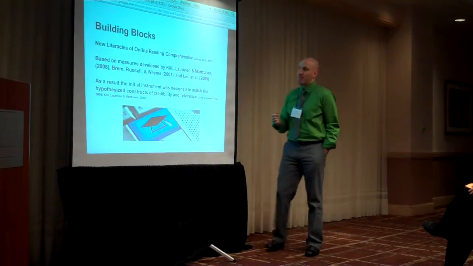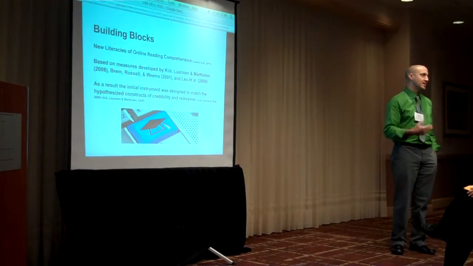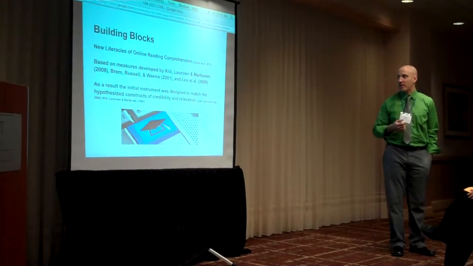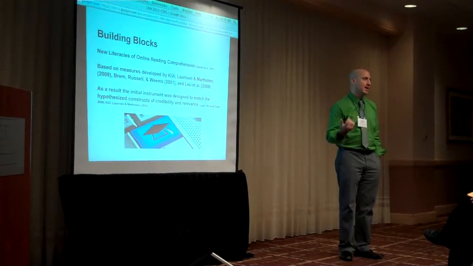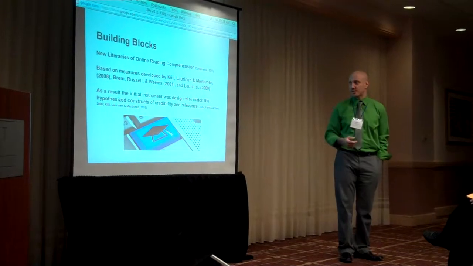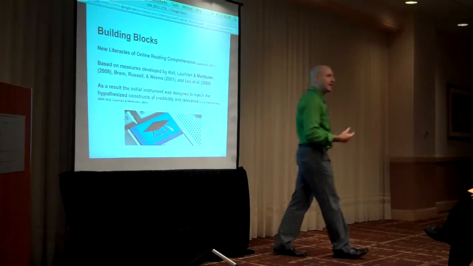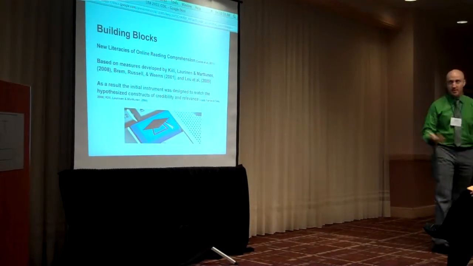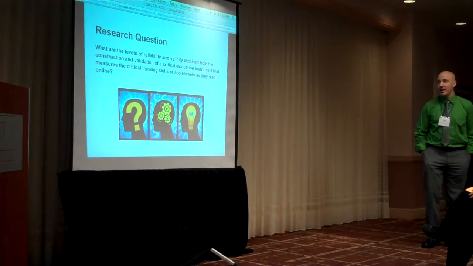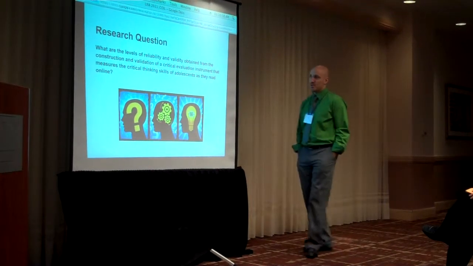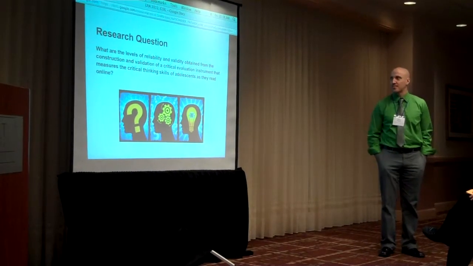We built on previous research, obviously the new literacies of online reading comprehension. We also took assessments and instruments that were already out there in the field: our colleague Karita Keeley, who was here last year, work done by Brum, Russell, and Weems, and obviously work that we had conducted at the New Literacies Research Lab. Our initial intent was to measure the constructs of credibility and relevance as they apply to informational text. So ultimately, the research question is, what are the levels of validity and reliability as students read online, and how can we measure those critical thinking skills and make sure that we're actually doing what we think we're doing when we build this instruction?